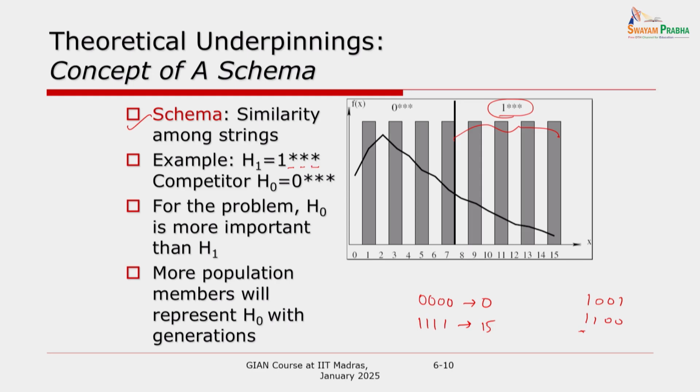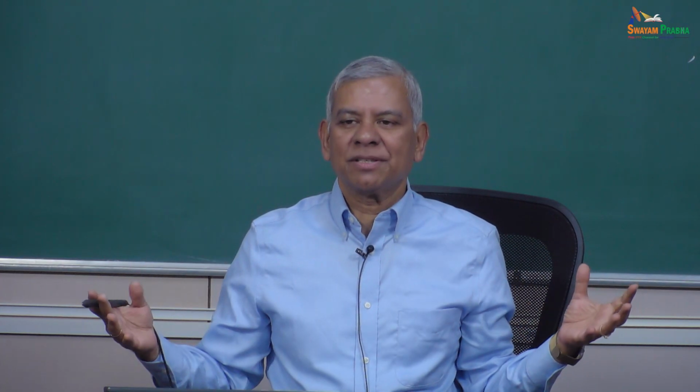Every schema has at least one competitor. What's its competitor? Instead of 1, if I have a 0. Now, which region does this represent? It's the left half, okay? So when you have 1 at the most significant bit, it's the right half. When you have 0 at the most significant bit, you have the left half. Does that make sense? Okay, because there are 8 of them here and 8 of them here, together the union of them represents the entire search space.